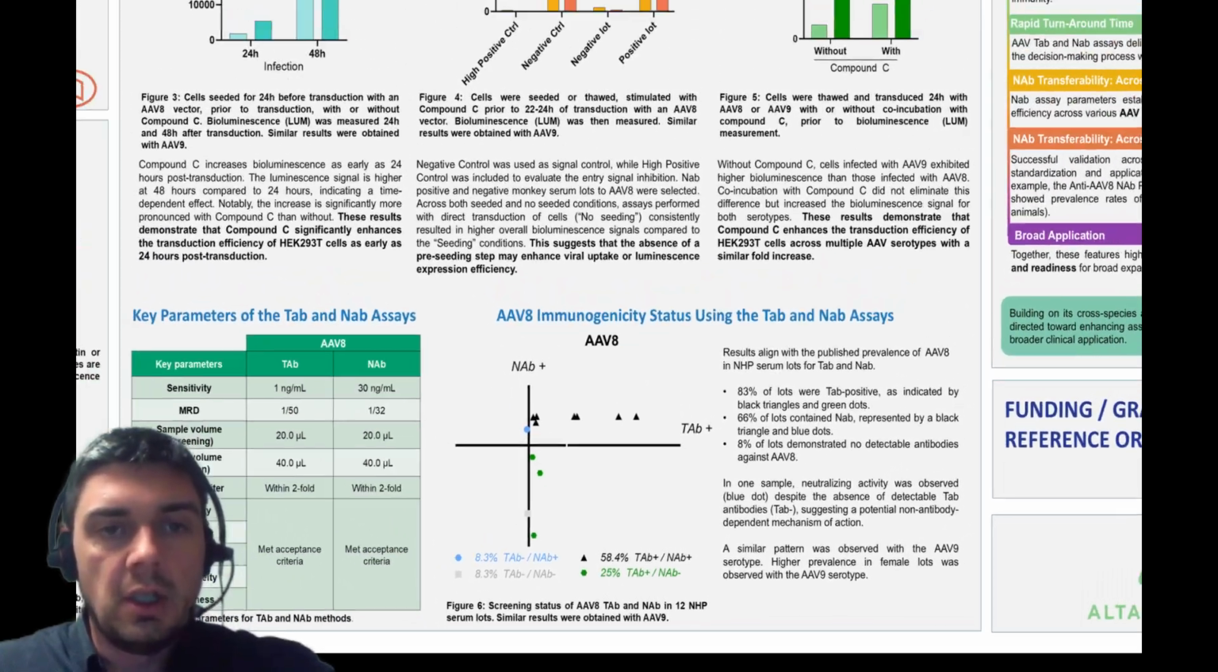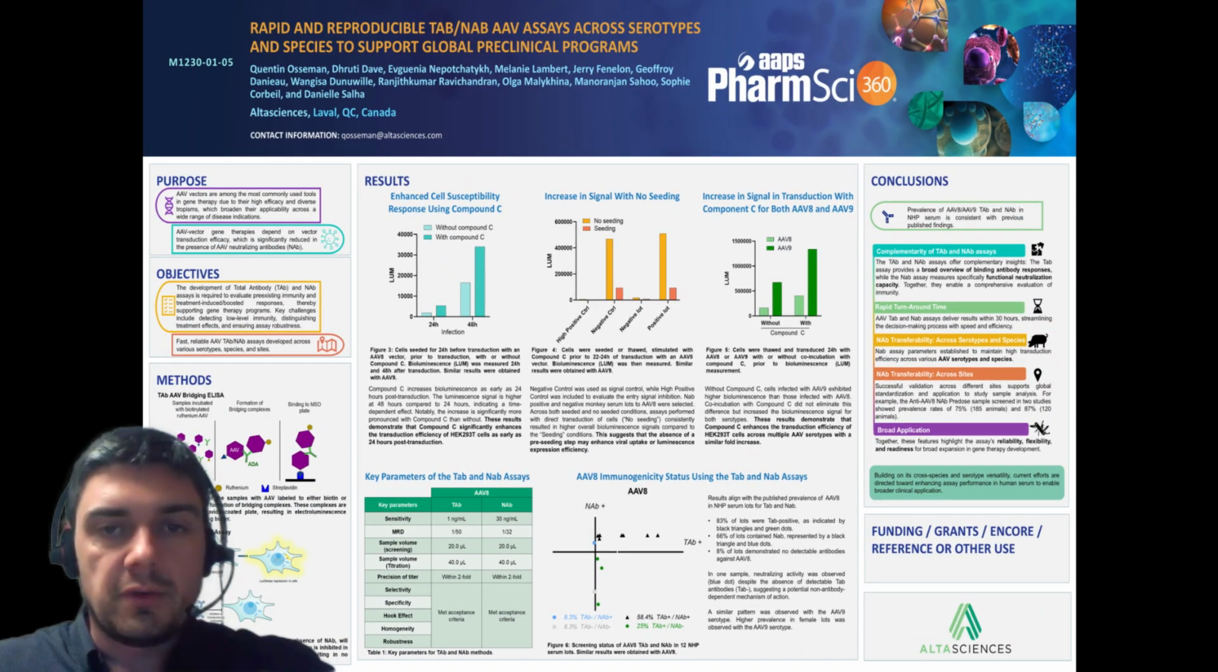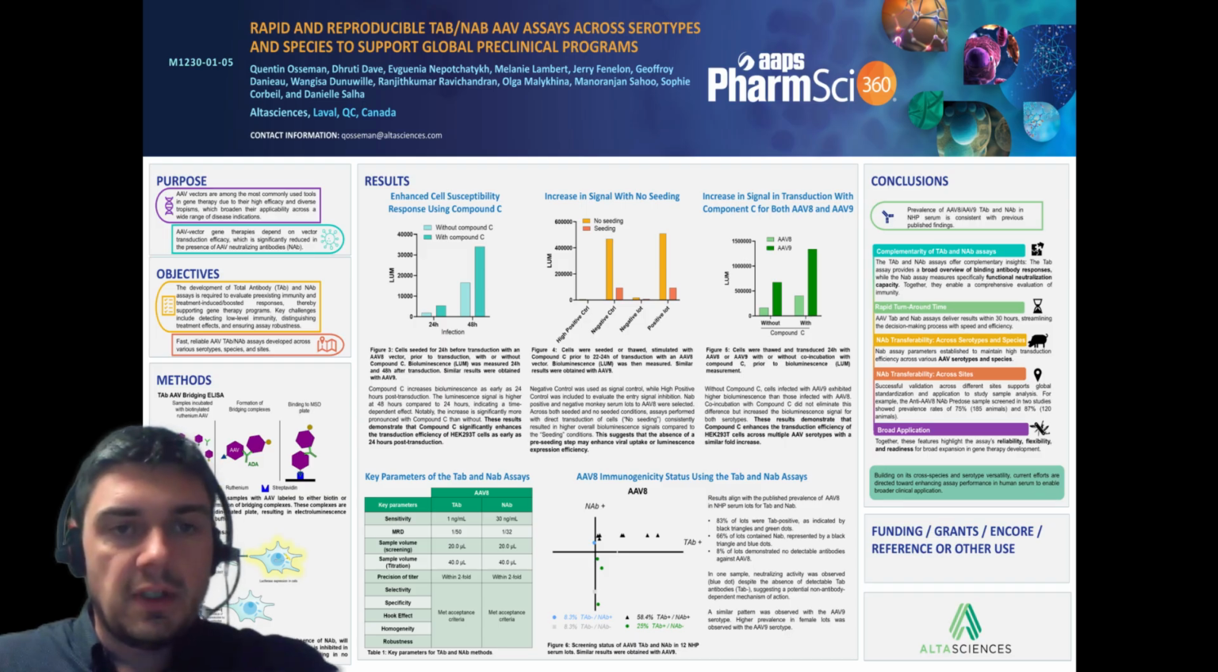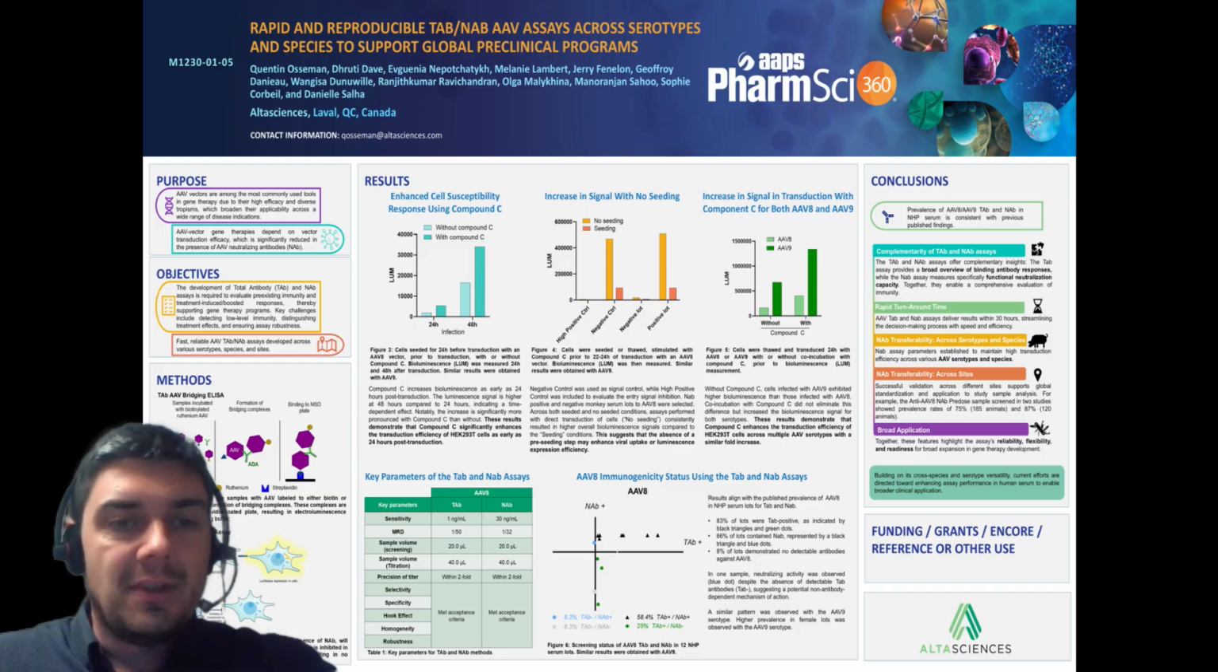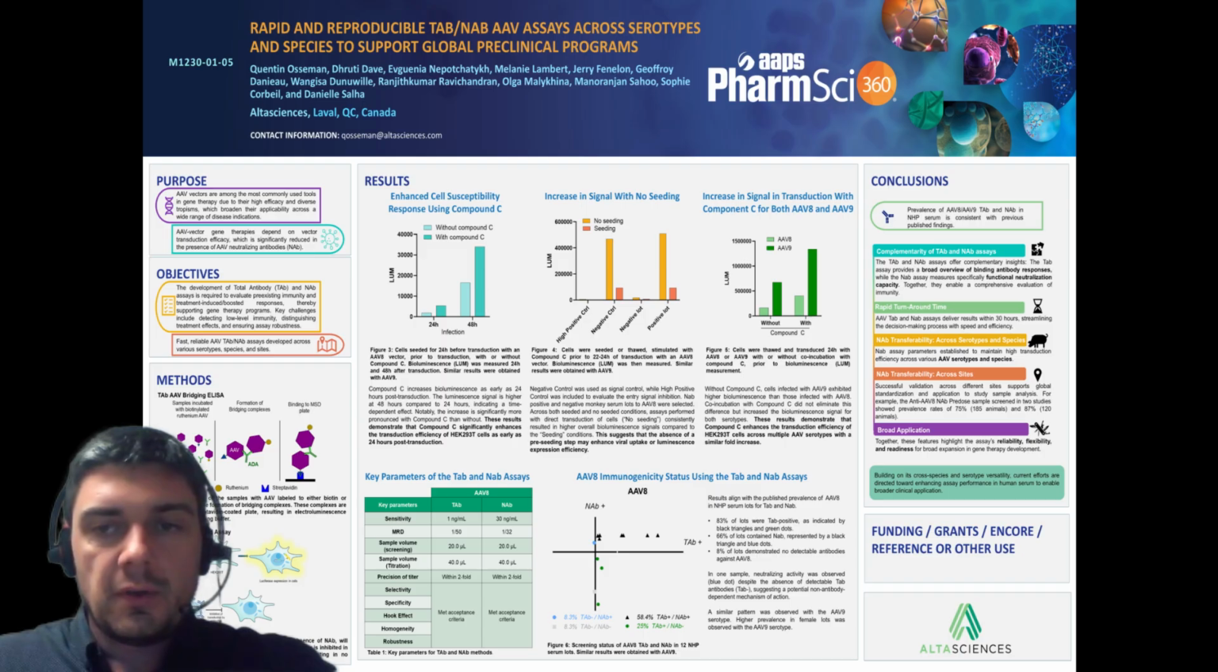In conclusion, two bioidentical assays were successfully developed and standardized. Both assays provide data within 30 hours and also showed transferability with minor adjustment to other AAV serotypes, other animal species, and different Altasciences biolab sites. The AAV9 NAB method was used for different study sample analyses, allowing the screening of more than 200 animals.